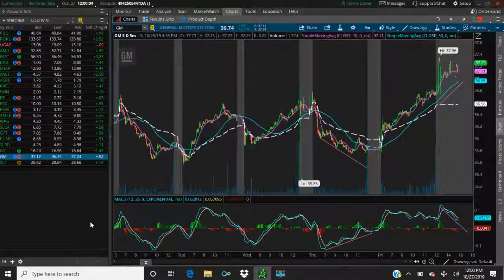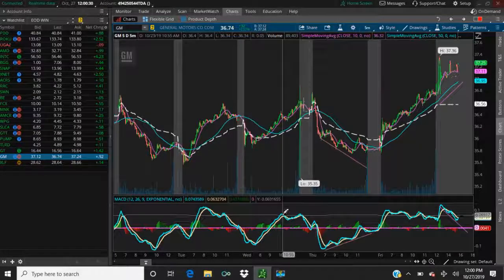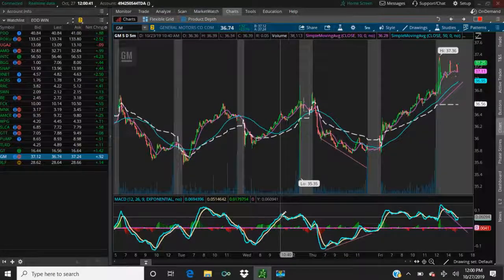But simply put, the MACD is a trend-following momentum indicator that shows the relationship between two moving averages of a security's price. The MACD is calculated by subtracting the 26 period EMA from the 12 period EMA. The result of that calculation is the MACD line, which is my blue line right here. And then the 9-day EMA is called the signal line, and that's my white line right there, okay?